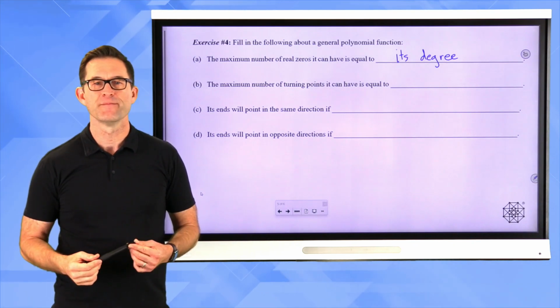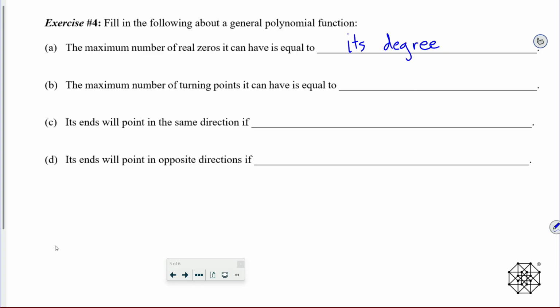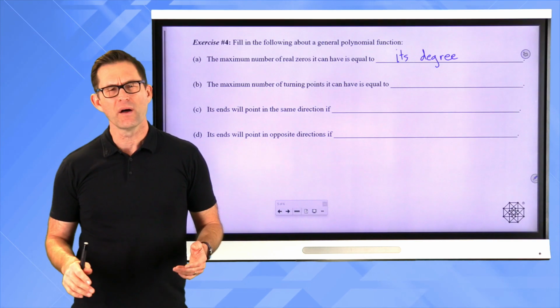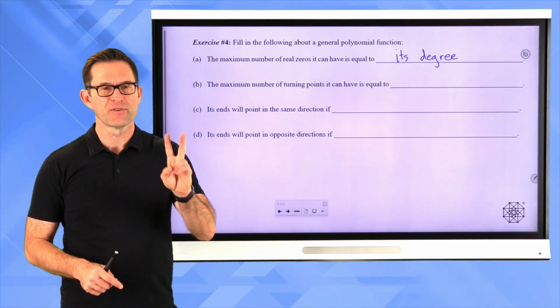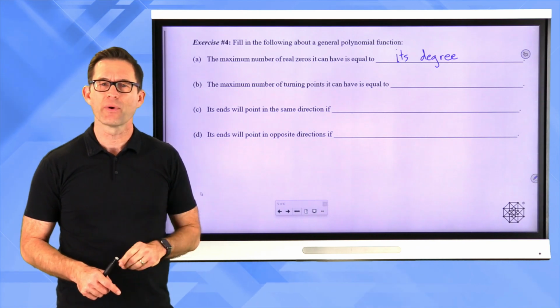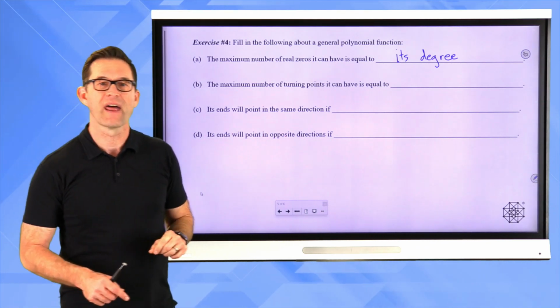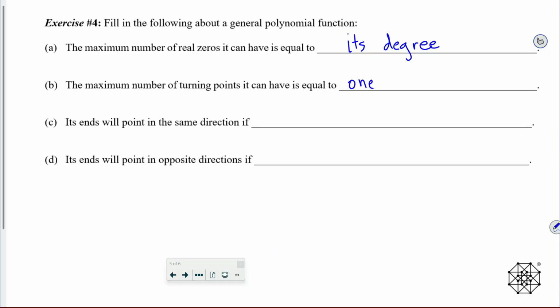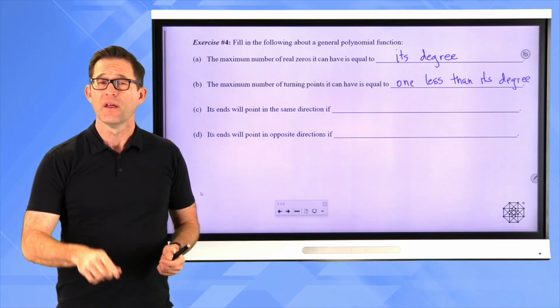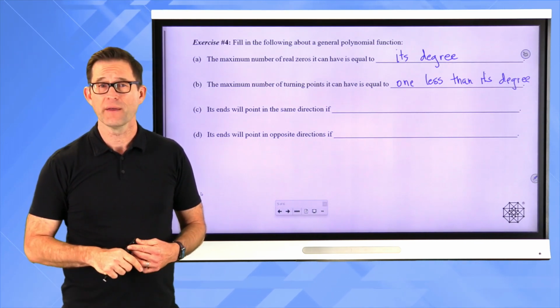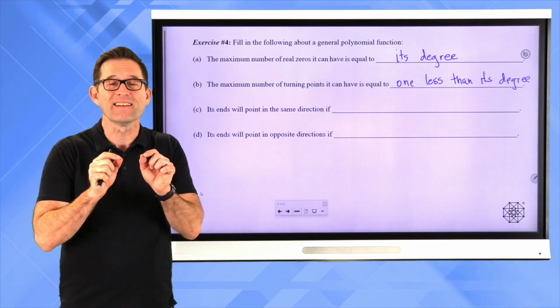All right, letter B. The maximum number of turning points it can have is equal to, well, a quadratic can have and must have 1. A cubic could have up to 2. And a quartic could have up to 3. So the maximum number of turning points it can have is equal to 1 less than its degree. And that's the maximum, because again, we saw a cubic that had 0 turning points, and we saw a quartic that had 1 turning point, okay?